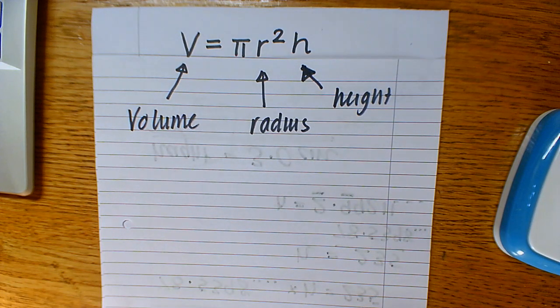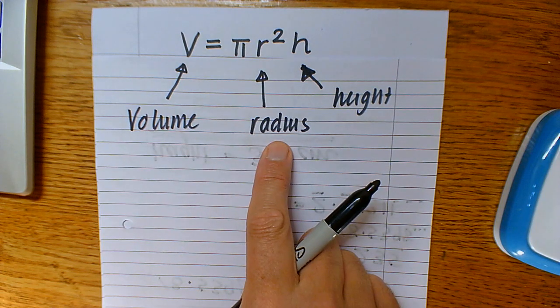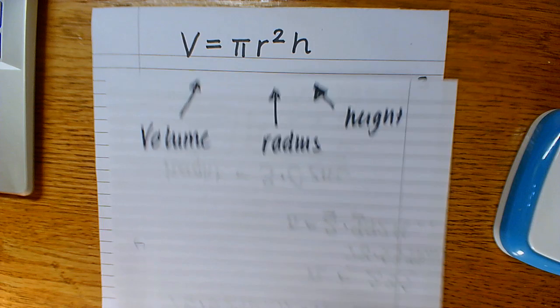But we can use this formula in a different way. We can adapt it so that if we tell you what the volume is and what the radius is, you can work out what the height is. So let's just go through how we do that.